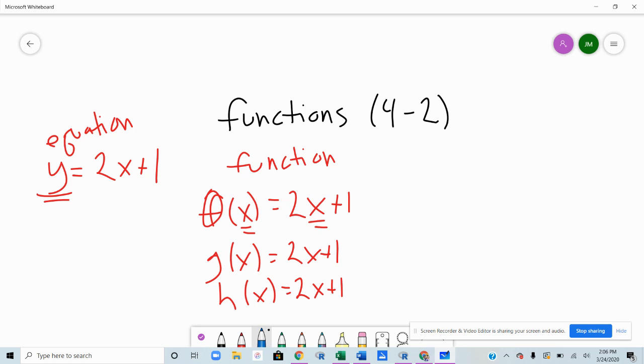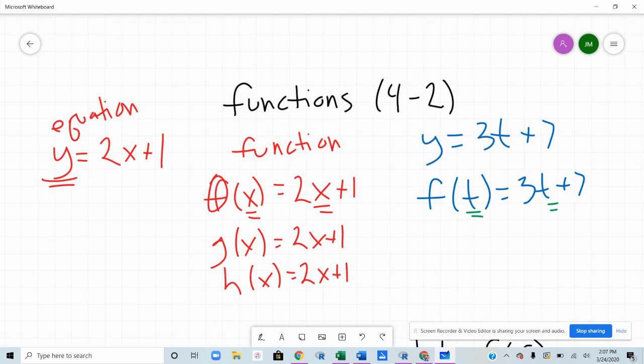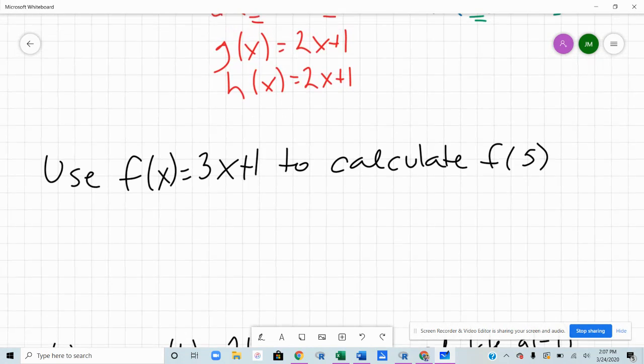Okay. If our equation was y equals 3t plus 7, then our function would be something like f of t equals 3t plus 7. Okay. So it's just that makes it function notation. Whatever is inside your parenthesis matches over here. So with that in mind, we're going to start evaluating our functions, which you've done before, like I said, back in 4.2, and you've done it a couple of times since then.